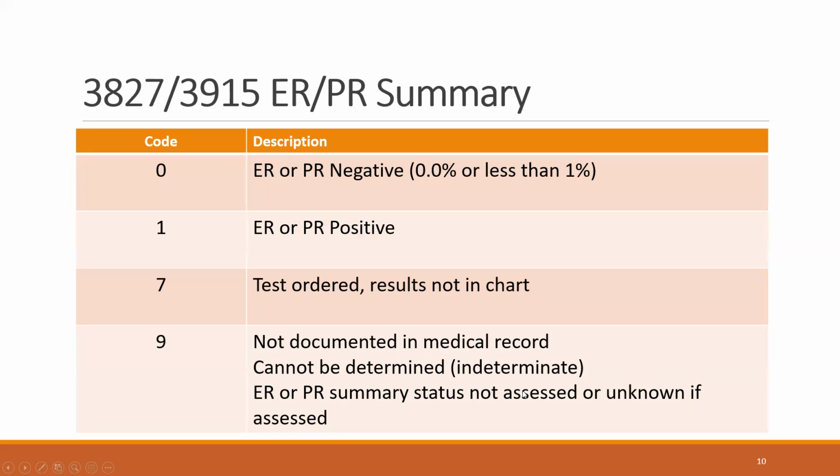Here are the codes for both of these fields. So an ER or PR negative, if it states negative, or it could be 0%, or it might state less than 1%. That is still coded to 0. Otherwise, you would have a positive or an unknown if it was done.